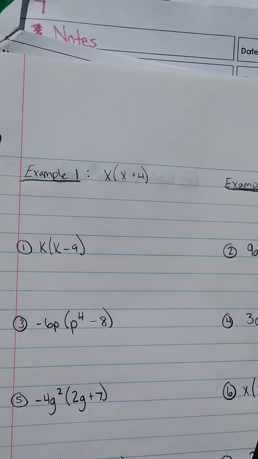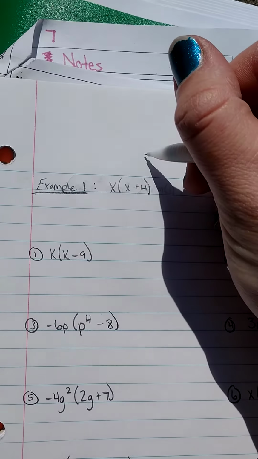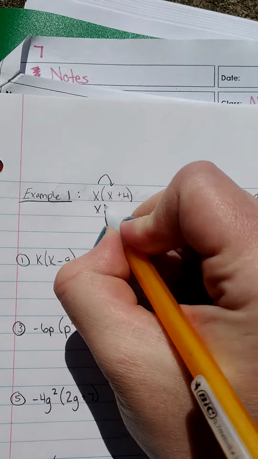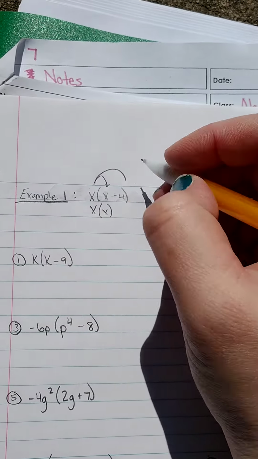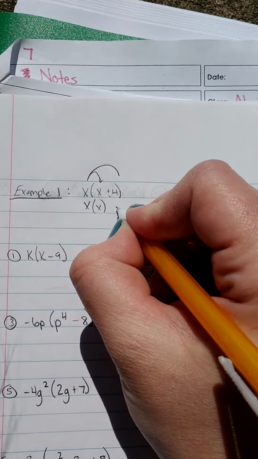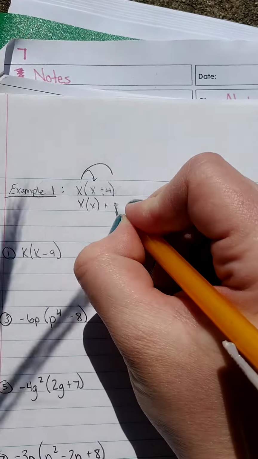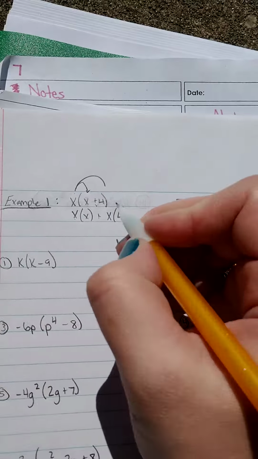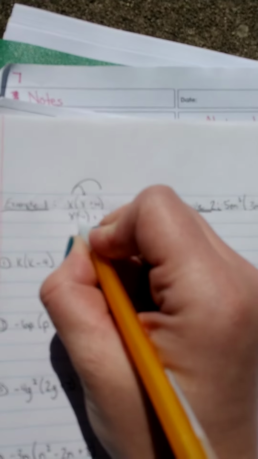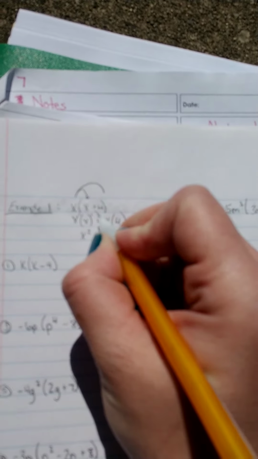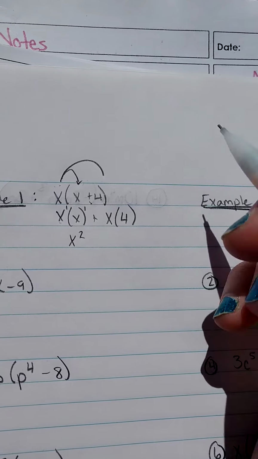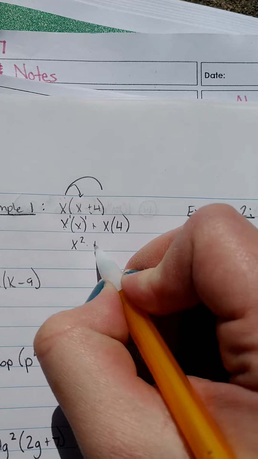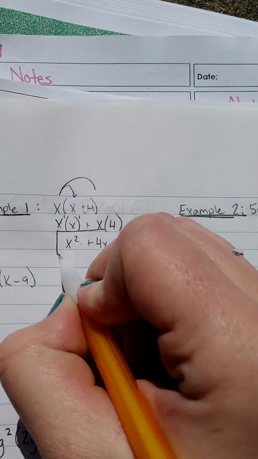So example 1, we're going to start out. What you're doing is distributing. So you're going to do x times x. Bring down whatever sign is in the middle. So plus, and then you're going to have x times 4. X times x is x squared because that's got an exponent of 1 and that's got an exponent of 1. 1 plus 1 is 2. And then over here, x times 4 is 4x. And that's all you do.